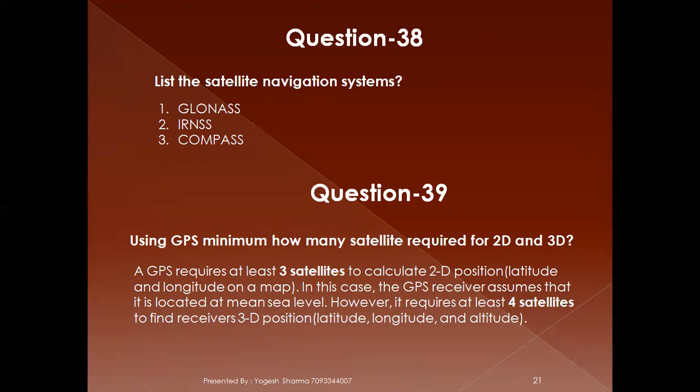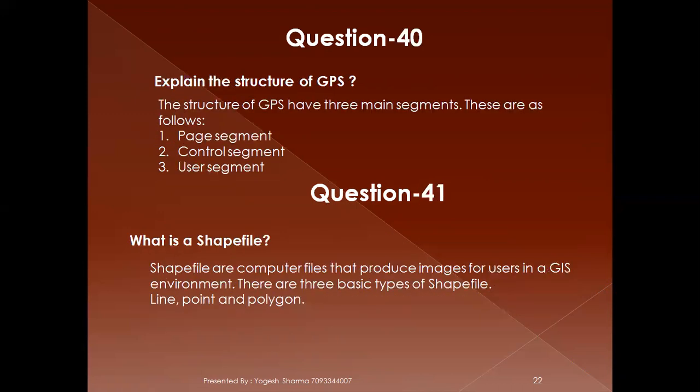Using GPS, how many minimum satellites are required for 2D and 3D? You can read that from here. But in a short way, for the X and Y coordinates, if you want to get the latitude and longitude, three satellites are enough. But if you are getting four satellite signals, you can find out the Z value itself. So for latitude and longitude, three satellites are enough, but if we are getting four satellite signals, we can easily find out the altitude also, which means we can easily find out the Z value.